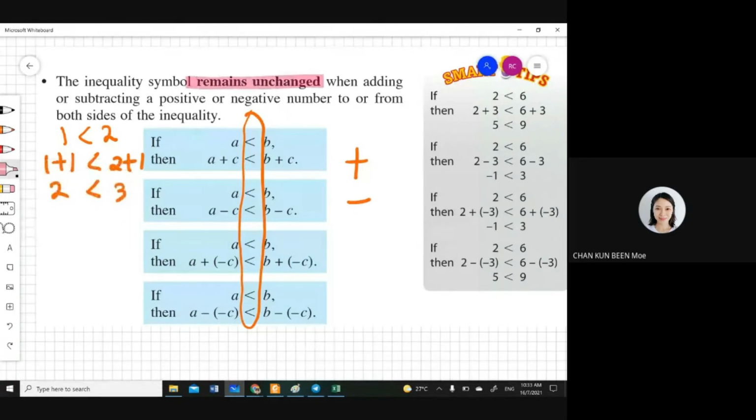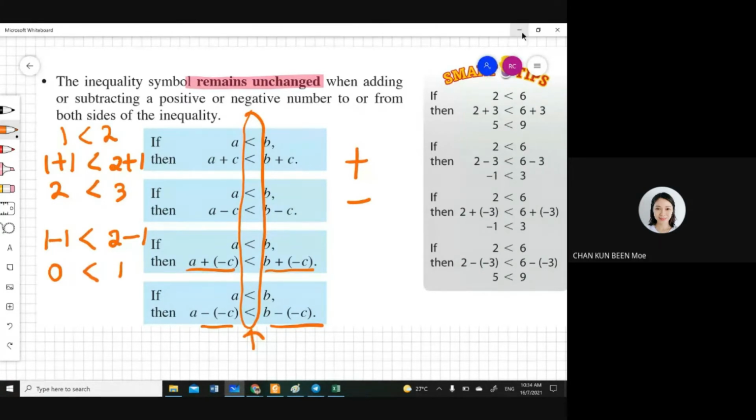Same thing when you subtract. For example, I have 1 just now, right? I minus 1, the 2 also I minus 1. So let us see. 1 minus 1 equals 0, right? 2 minus 1 equals 1. So when we compare, you see the symbol remains unchanged. It is still the same. Now, if you add a negative number, or you minus a negative number, same thing, the symbol remains unchanged.